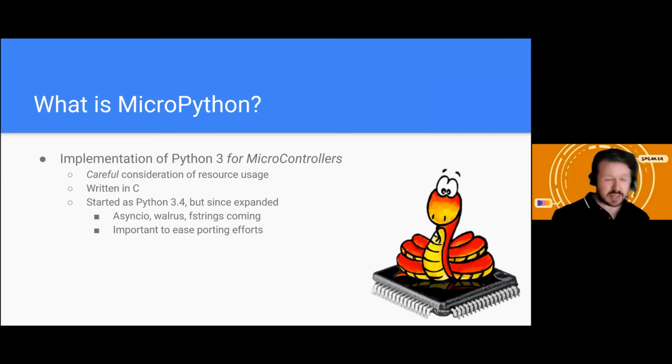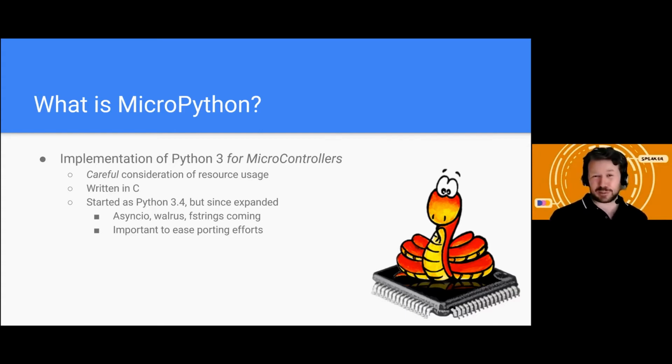It's written in C, really tight C. When it was started, it was based on Python 3.4. It's since expanded, and so we've now got some more modern features. Basically, we're adding features as the memory and the flash allows. If we can figure out a memory efficient way to implement a feature, we typically do. So we've got async IO, which is super useful in the embedded space. We've recently got the walrus operator, and we've got f-strings coming now.